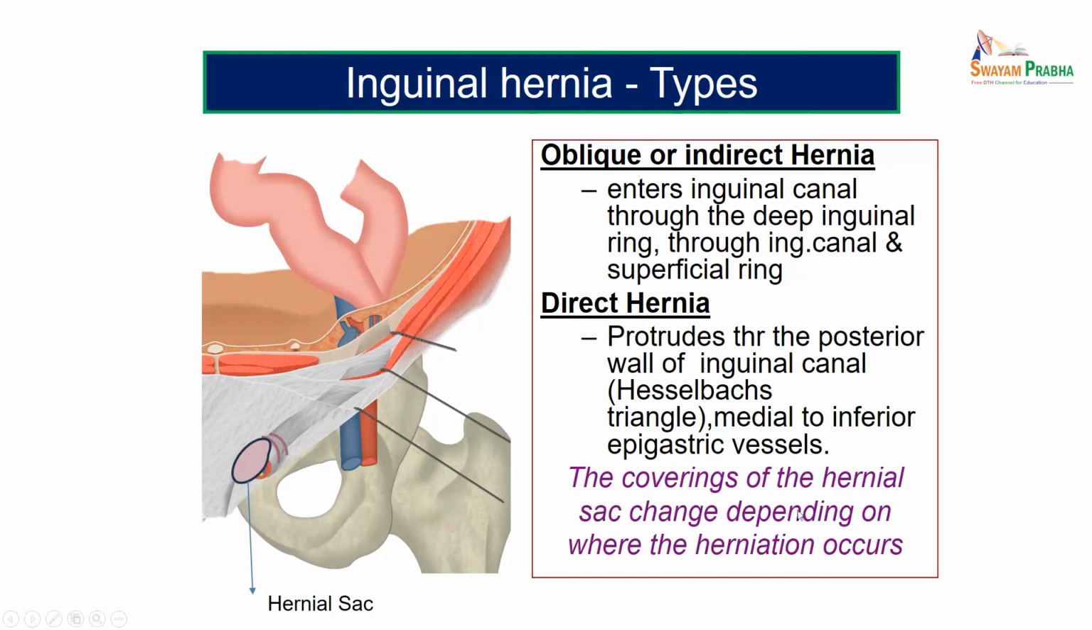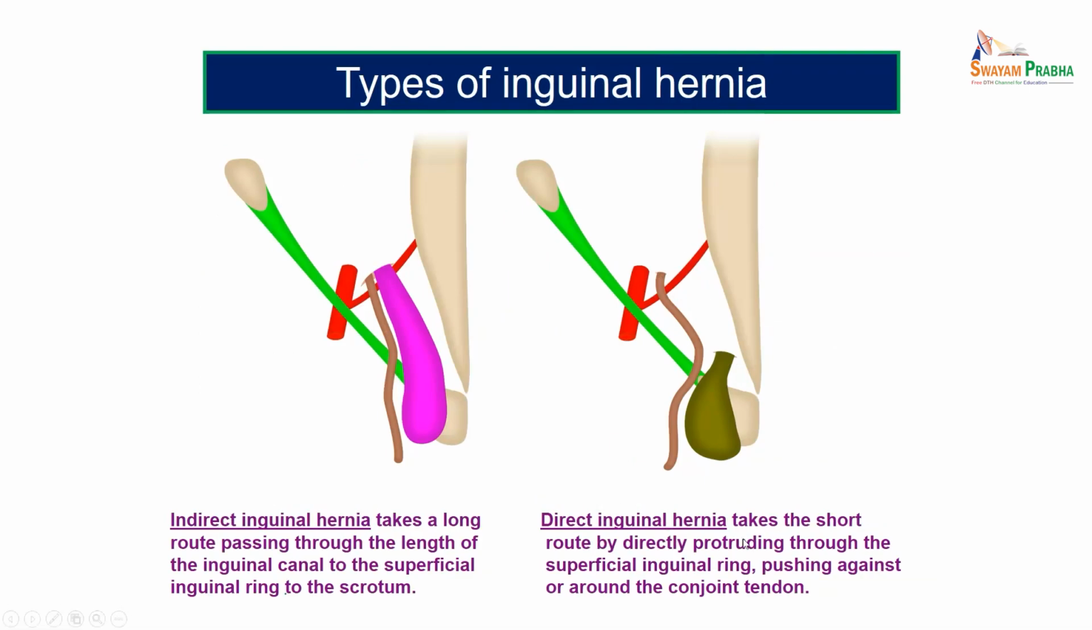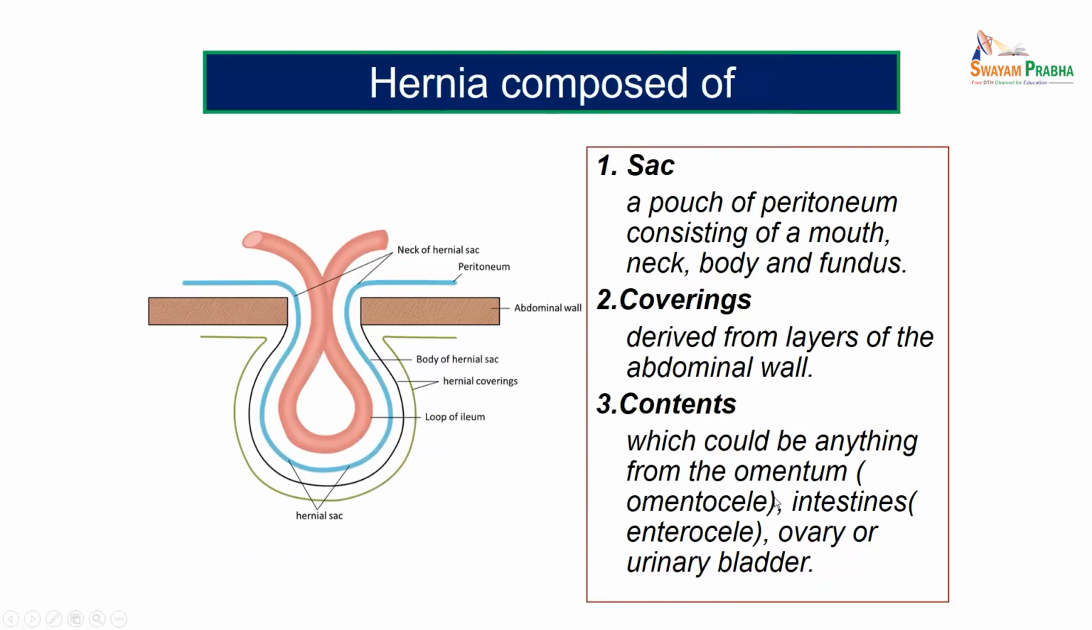So, the coverings of the hernial sac change depending upon where the herniation occurs. As I already mentioned, you have an indirect inguinal hernia and a direct inguinal hernia. Indirect inguinal hernia is going to pass through the inguinal canal, and your direct inguinal hernia is going to take a short route. It is going to directly protrude through the superficial inguinal ring, pushing against or around the conjoint tendon. The conjoint tendon can be weak. So, these are the two types of inguinal hernia.